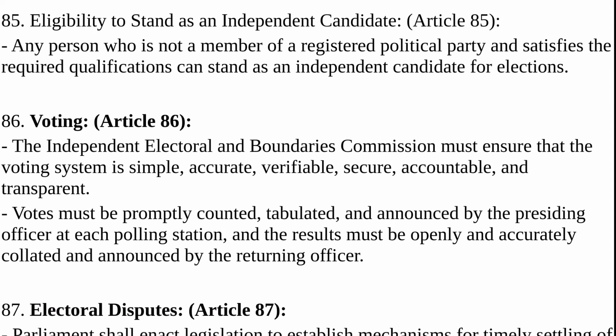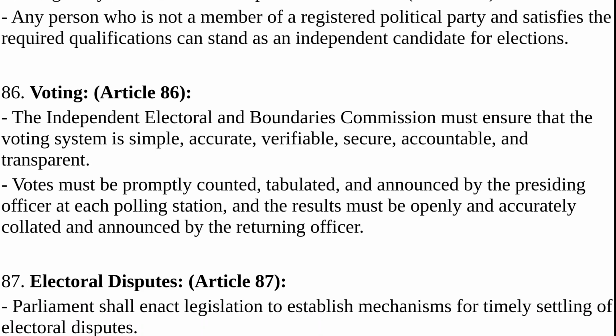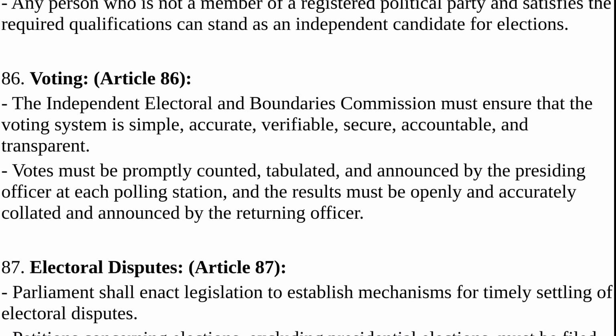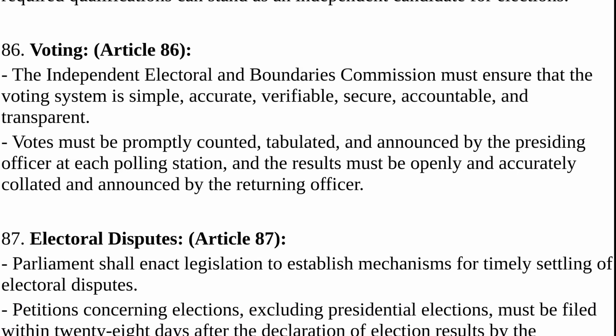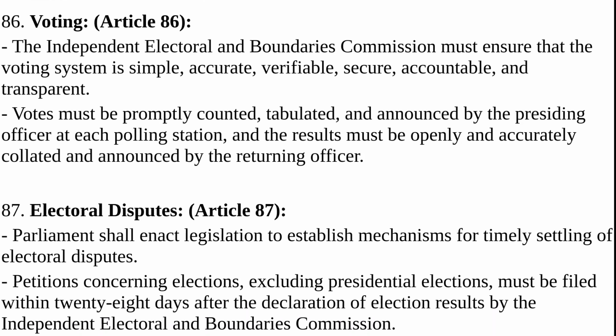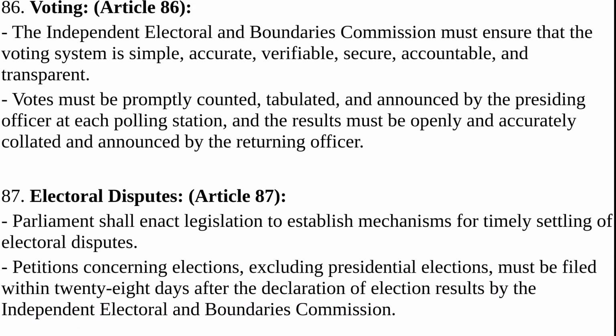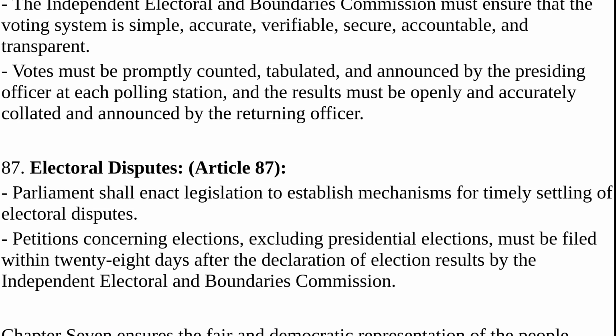87. Electoral disputes. Article 87. Parliament shall enact legislation to establish mechanisms for timely settling of electoral disputes. Petitions concerning elections, excluding presidential elections, must be filed within 28 days after the declaration of election results by the Independent Electoral and Boundaries Commission.